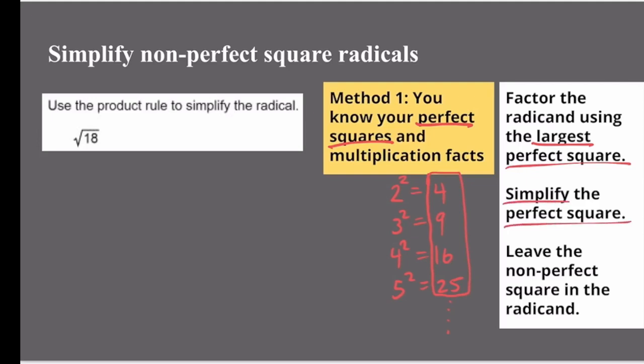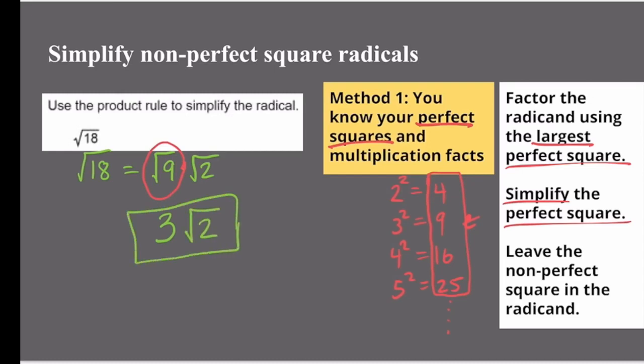18 you can write as 9 times 2, which means the square root of 18 you can write as the square root of 9 times the square root of 2. 9 is on this list, so the square root of 9 is a perfect square. If I had a square and the area was 9, the side would be 3. So the square root of 9 simplifies to 3. That 2 is not a perfect square, so that is my answer.